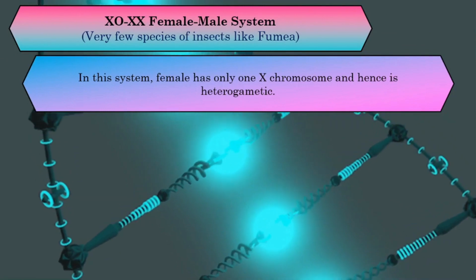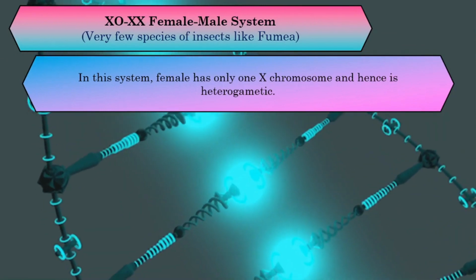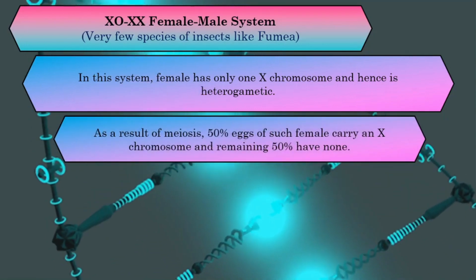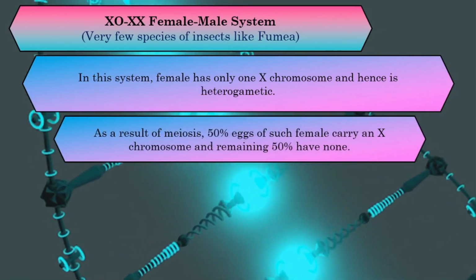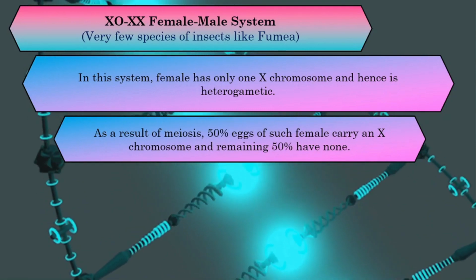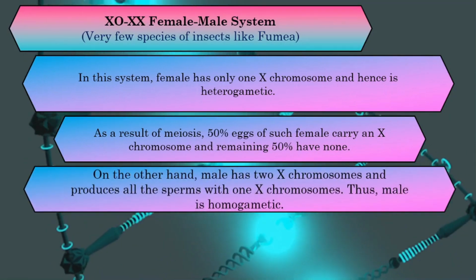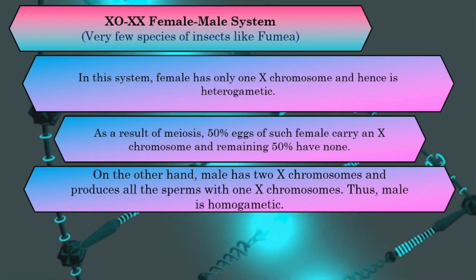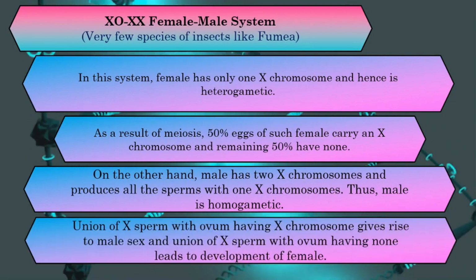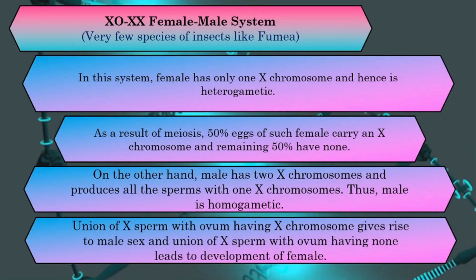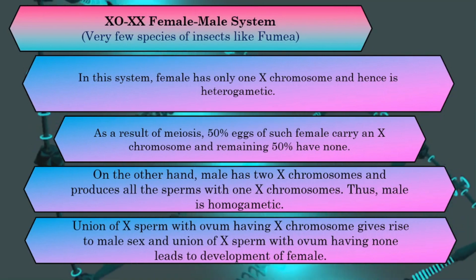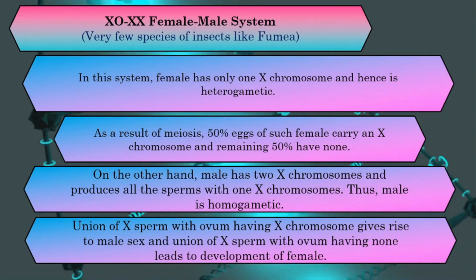In this system, the female has only 1 X chromosome and hence the female is heterogametic. As a result of meiosis, 50% of the eggs of such a female carry an X chromosome and the remaining 50% have none. On the other hand, the male has 2 X chromosomes and produces all the sperms with 1 X chromosome. Thus, the male is homogametic. The union of an X sperm with an ovum having an X chromosome will give rise to a male, while the union of an X sperm with an ovum having none leads to the development of a female.